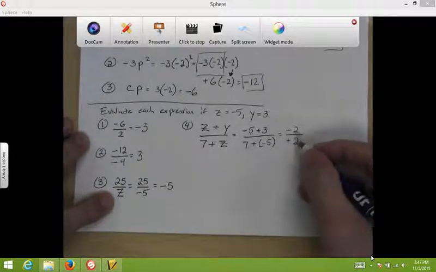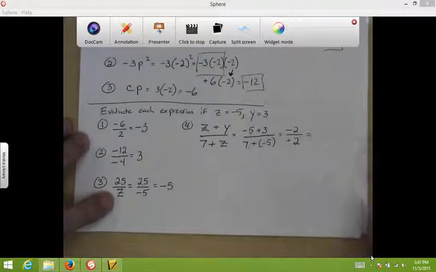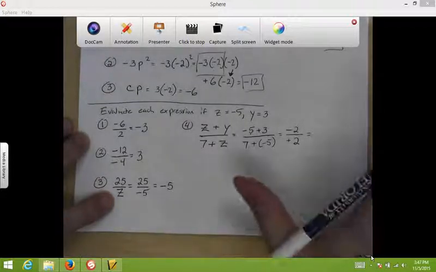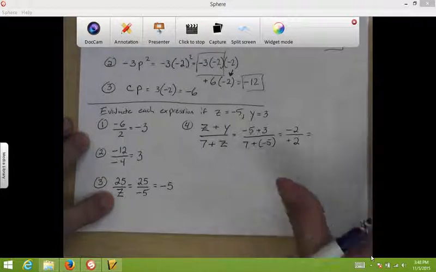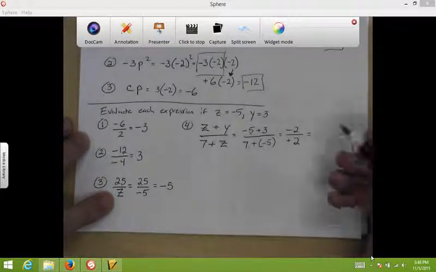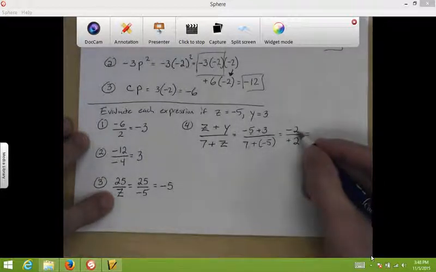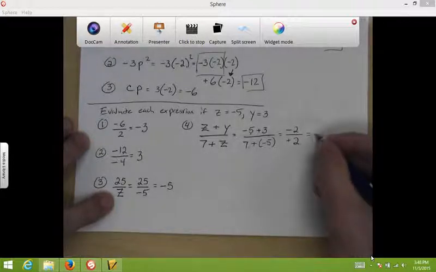So now I got negative 2 over positive 2. Remember, additive inverse is only when you add, not when you multiply or divide or subtract. That's why it has add in the name. So, negative divided by positive, signs are different, so the answer is negative, and 2 divided by 2 is 1.